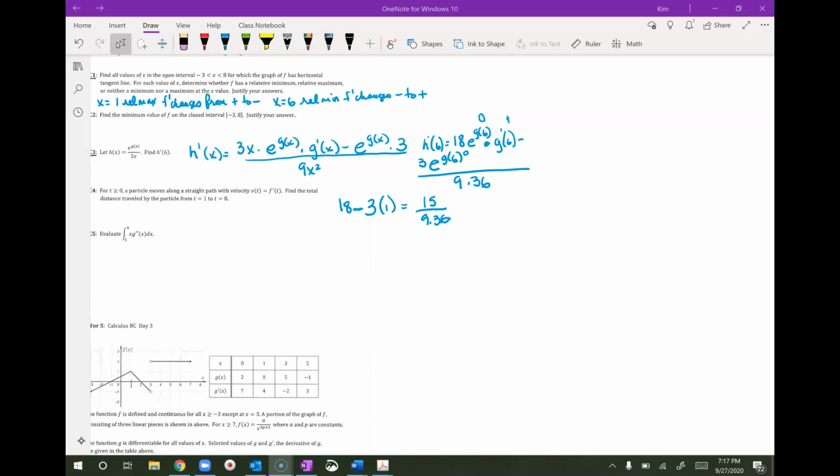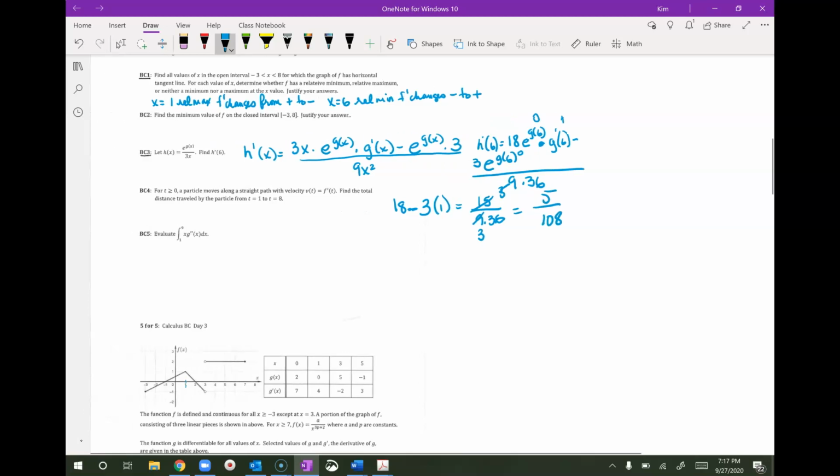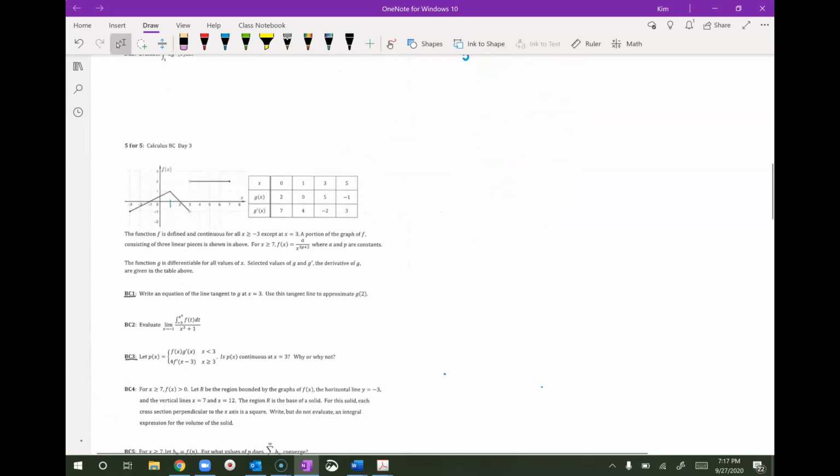15 over 9 times 36. I would certainly tell you to leave it like that, but I guess if we want to clean it up, we might say that 3 goes into 15 5 times, 3 goes into 9 3 times, and it looks like we might have 5 over 108 as a nice simplified answer. Okay, next page. Here we go again.